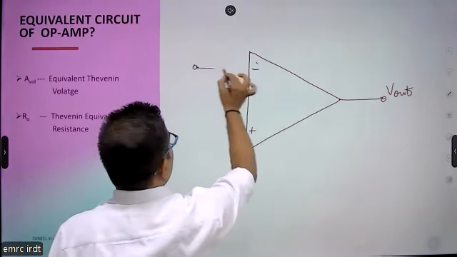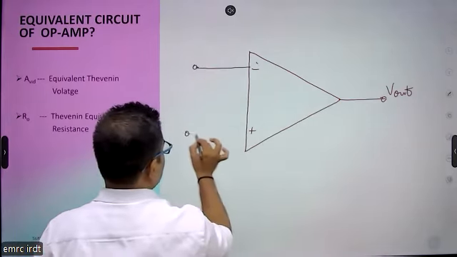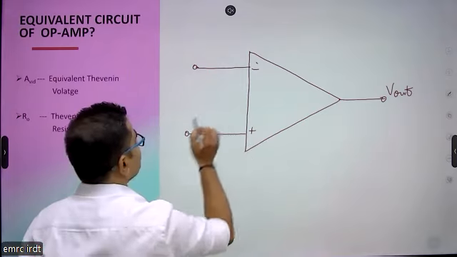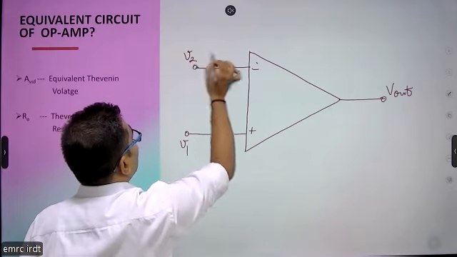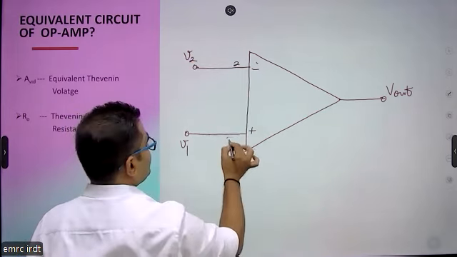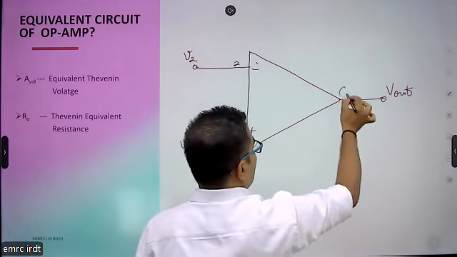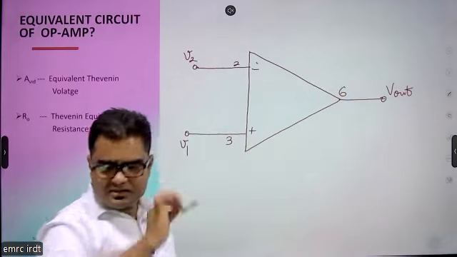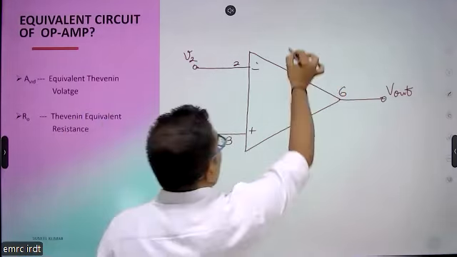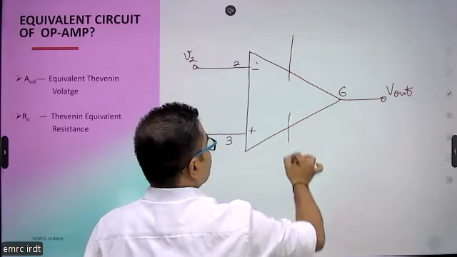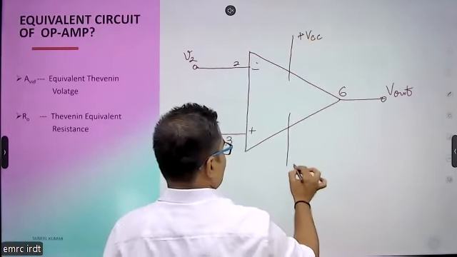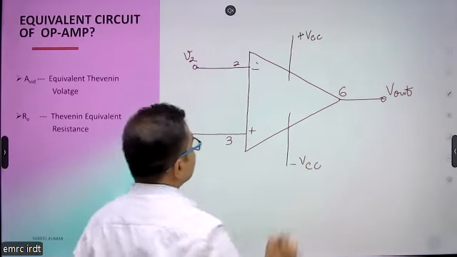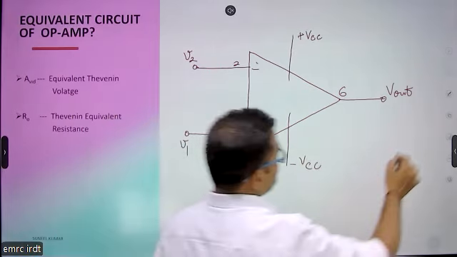This is the inverting terminal and this one is the non-inverting terminal. We can write them as V1 and V2. This is at pin number two, this is pin number three. Output is available at pin number six, and we have two DC supplies here. This one is plus VCC, this is minus VCC. So this is the symbol.